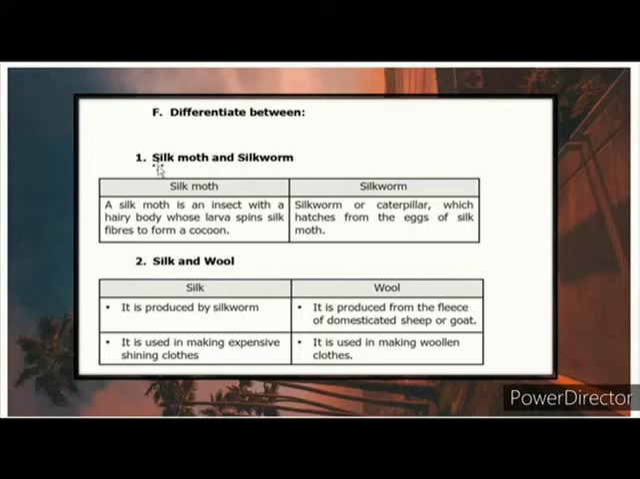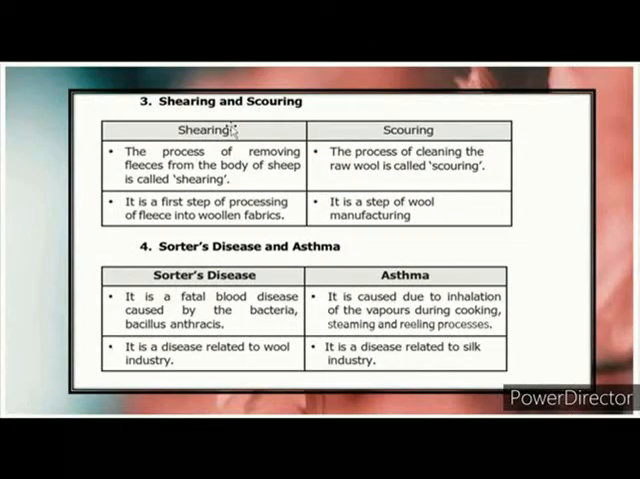Shearing and scouring. Shearing: the process of removing fleeces from the body of sheep is called shearing. It is the first step of processing of fleece into woolen fabrics. Scouring: the process of cleaning the raw wool is called scouring. It is a step of wool manufacturing.